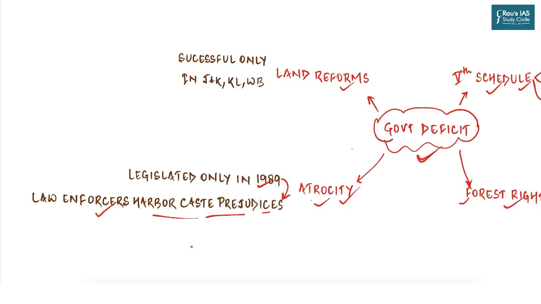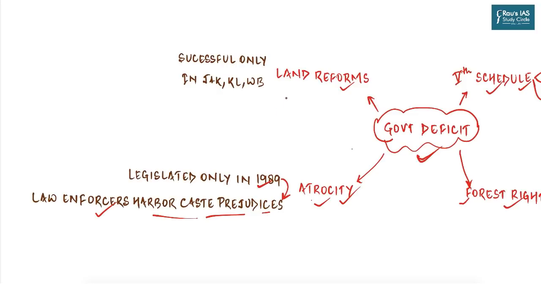Ultimately, people sitting in most powerful positions in the bureaucracy and police also have the same caste biases which this particular act tries to fight. And so, the implementation of this particular act, especially in forested regions, has not been great.